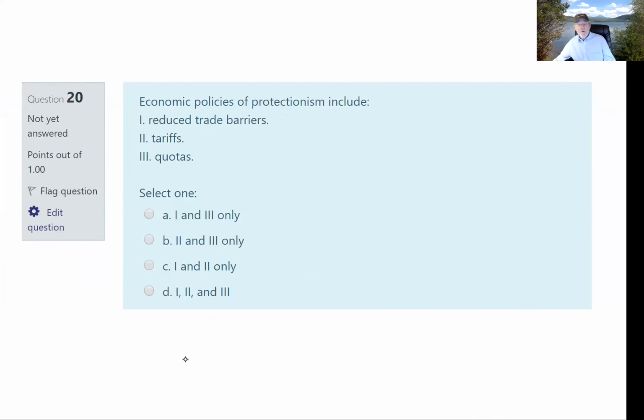All right, number 20. Economic policies of protectionism. Okay? The idea of protectionism is that the government is doing something to protect American producers. Notice they're not protecting American consumers. They're protecting American producers at the expense of American consumers. And this generally comes in two main forms. A tariff, okay? A tariff, we said that is a tax on foreign producers.